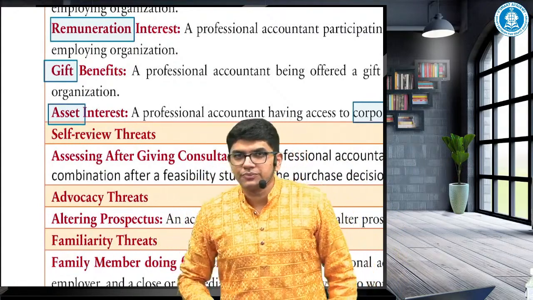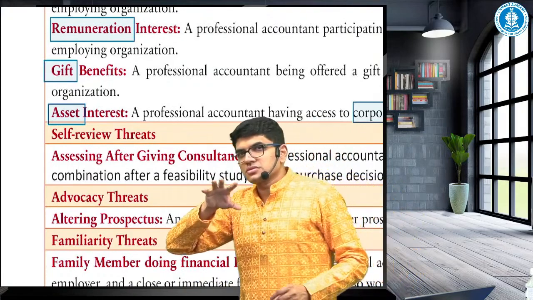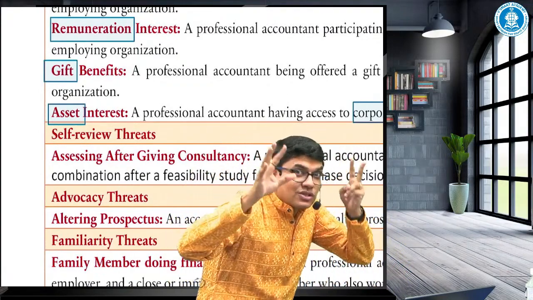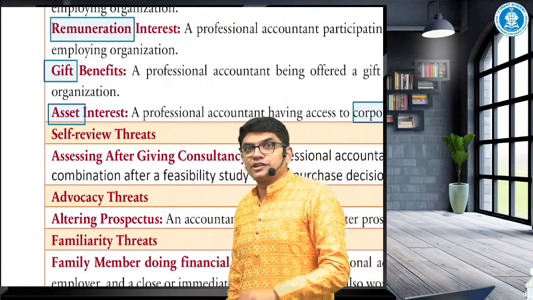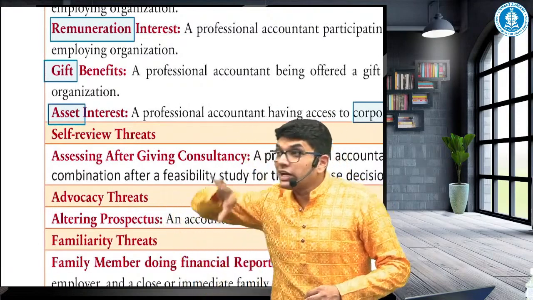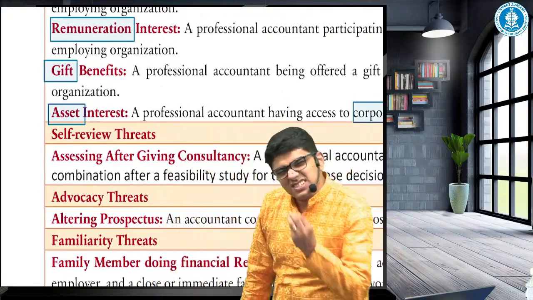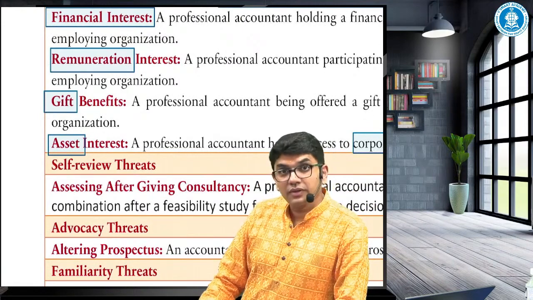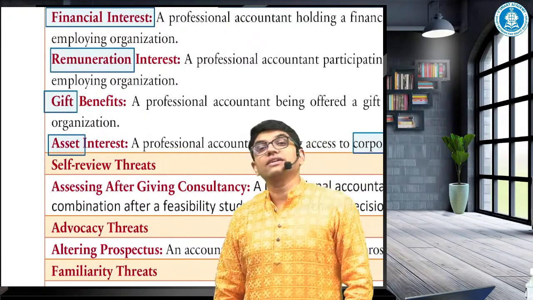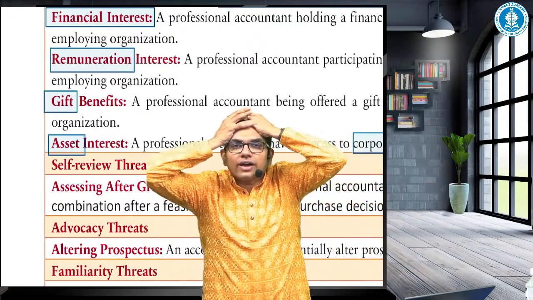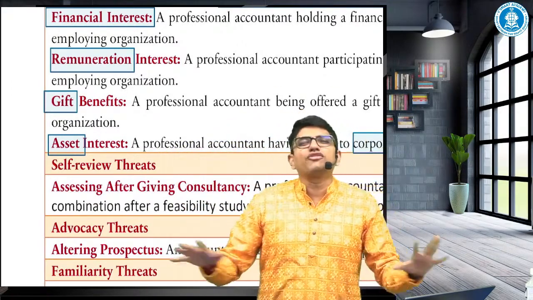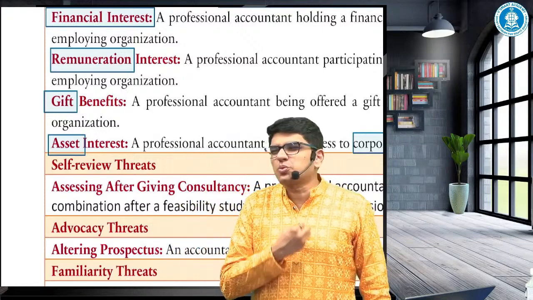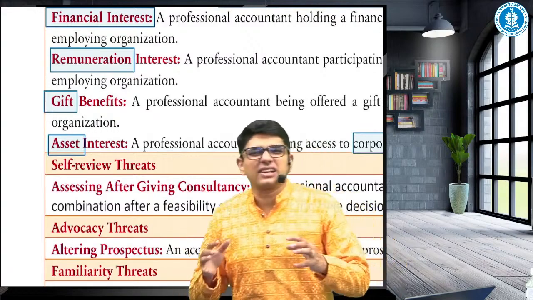Four, to protect his financial interest in shares, debentures, bonds, he may do wrong things. Self-interest threat. Then, to get good remuneration, bonus, commission, self-interest threat. To get a lot of gifts, self-interest threat. To get access to the company's assets, self-interest threat. So whenever a chartered accountant is offered a lot of benefits for a wrong thing, that is a self-interest threat. To protect his own benefits, he may do the wrong thing.